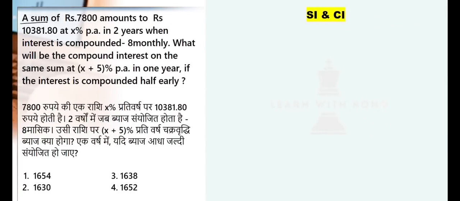See this one, a sum of 7800. So principal is given as 7800, amounts to rupees 10381.8. So amount is given as 10381.8 at x percentage per annum, in 2 years, when interest is compounded 8 monthly.